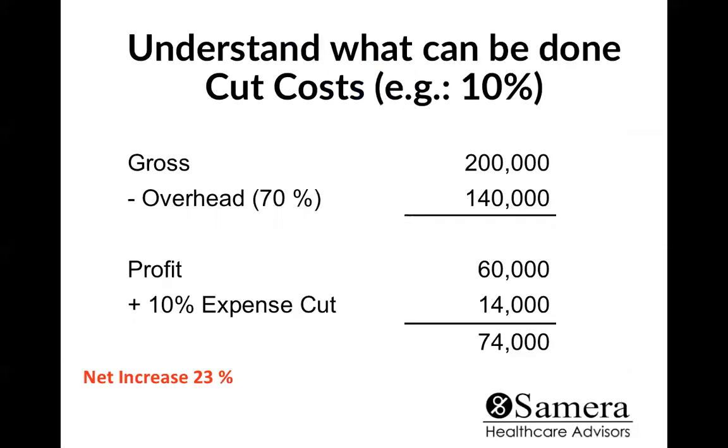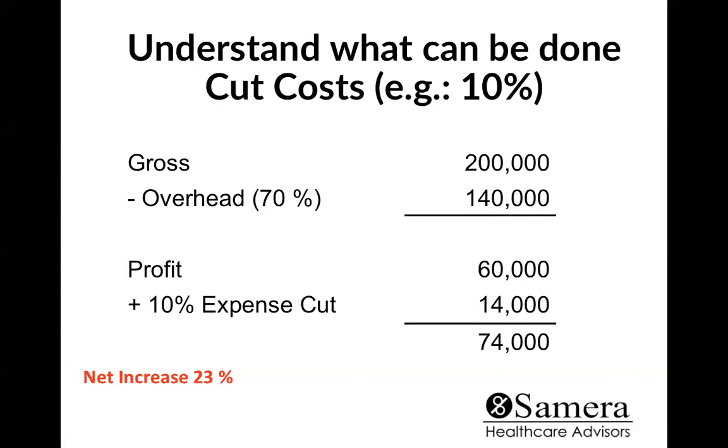Now, what we then need to start thinking about, you might be running your practice, and we need to look at how you can improve the profitability of your practice. Now, you can improve the profitability of your practice in numerous ways. And so let's run through some outline examples here. Your gross is 200k. Your overheads in this particular practice is 140. So the profit is 60k.